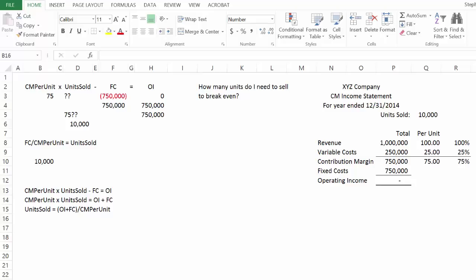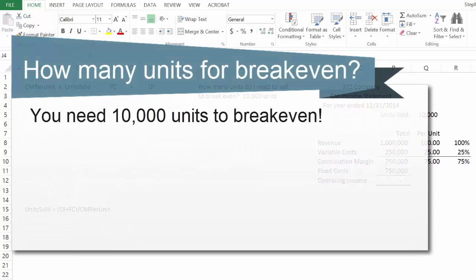Let's put the numbers in one more time. So I'm looking for units sold. I'm going to put it in parentheses, I'm going to add 0 for my operating income. That's my break even. I'm going to add fixed costs of 750,000, close that parentheses, and then divide by my contribution margin per unit, which is 75, and there's my 10,000 again. Okay, so we've answered the question, how many units do I need to sell to break even? The answer is 10,000 units, and we've proven that by putting it into our contribution margin income statement and seeing that it works out.